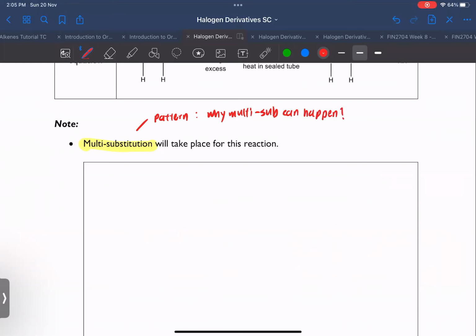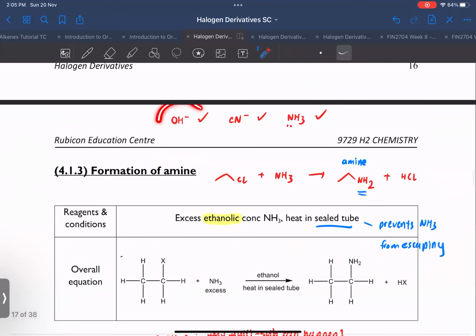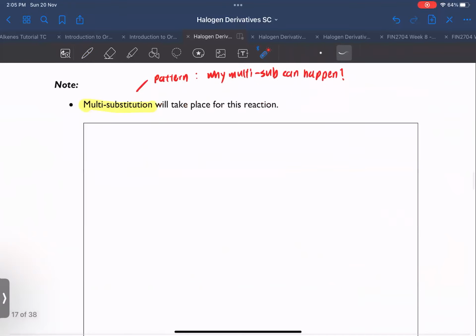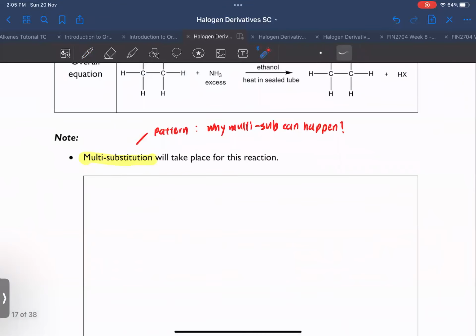The previous two examples, OH minus and CN minus, there is no multi-substitution. But here, there will be multi-substitution. And I want you guys to possibly find a reason why. Perhaps you can find a pattern in what I'm going to draw. So first of all, I'm going to write down the first reaction again. I'm going to start off with a very simple halogenoalkane. Now, I'm going to substitute with NH3. So just follow me. I'm going to draw out NH3 also.